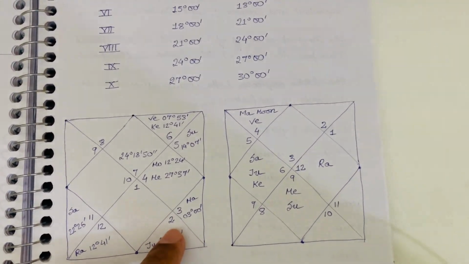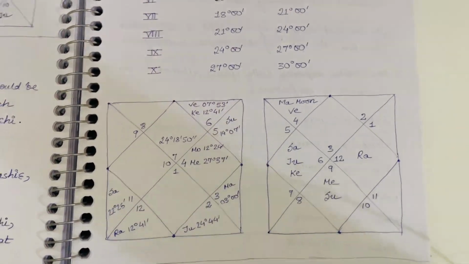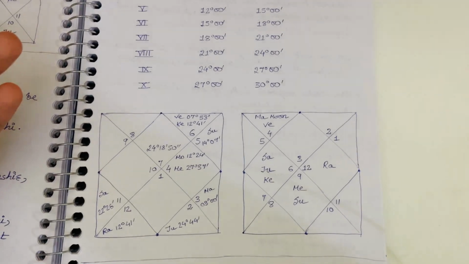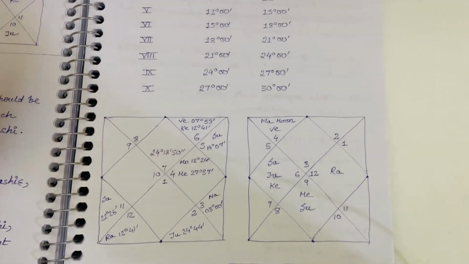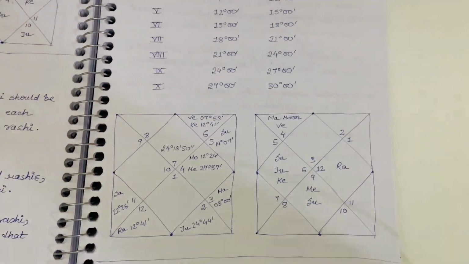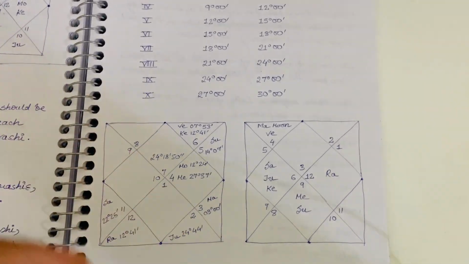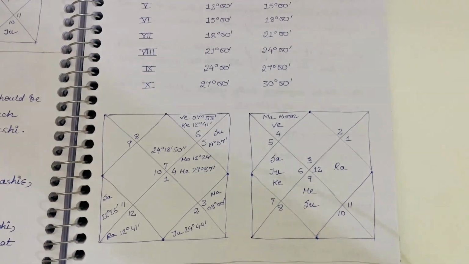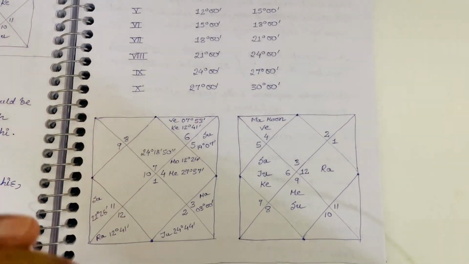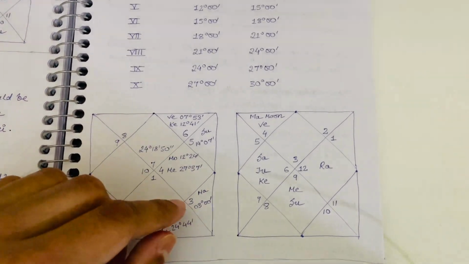Jupiter is also in an even Rashi. It's placed in the sign of Taurus, which is an even Rashi, similar to the one we had seen for Rahu. So as it is an even Rashi, counting will happen 9th house from this particular house.